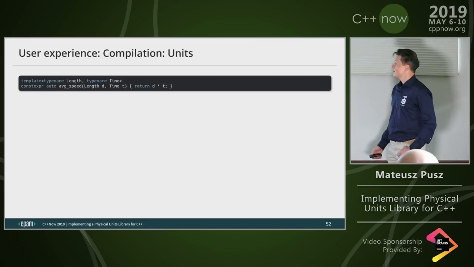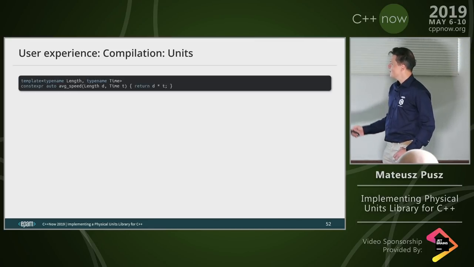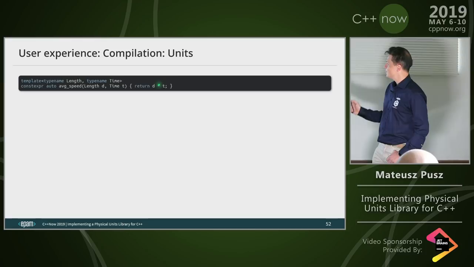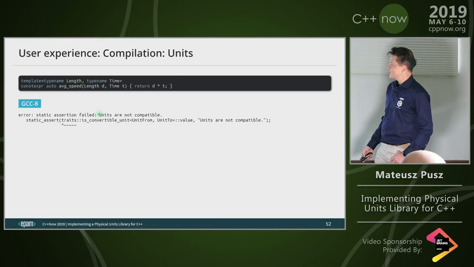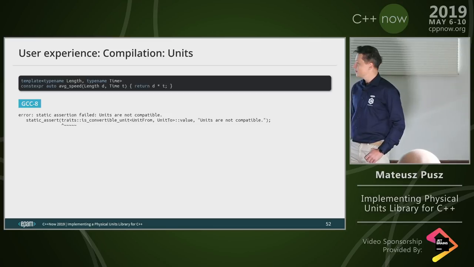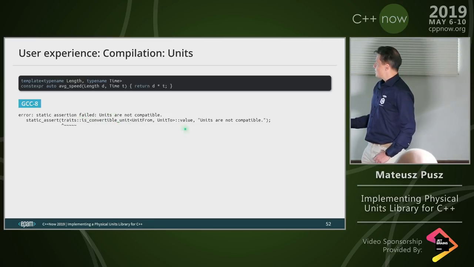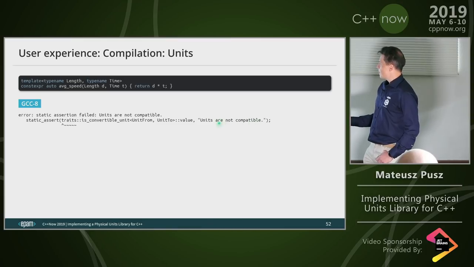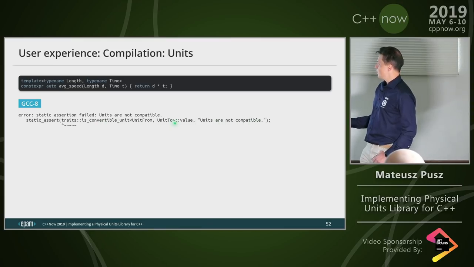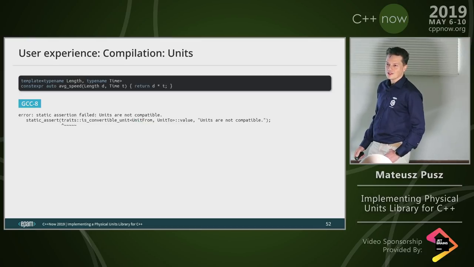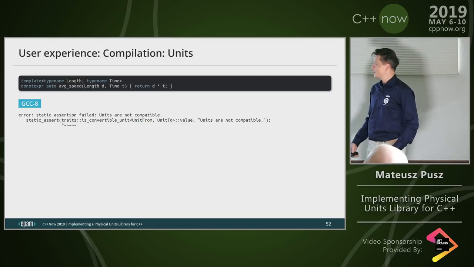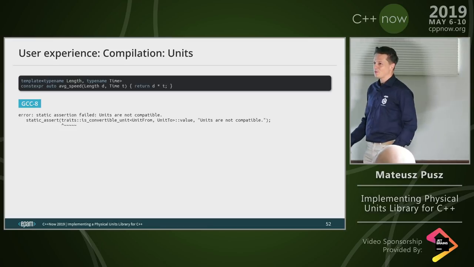So let's try the other library. The same problem. We have here multiplication instead of division. We have static assert. We've heard yesterday that static asserts are good. And actually, yeah, the error is nice. We had "units are not compatible". It's convertible unit from to, but actually you don't know what you have. There's no context in this case. You know that it just failed, but you don't know what was the source of the problem.